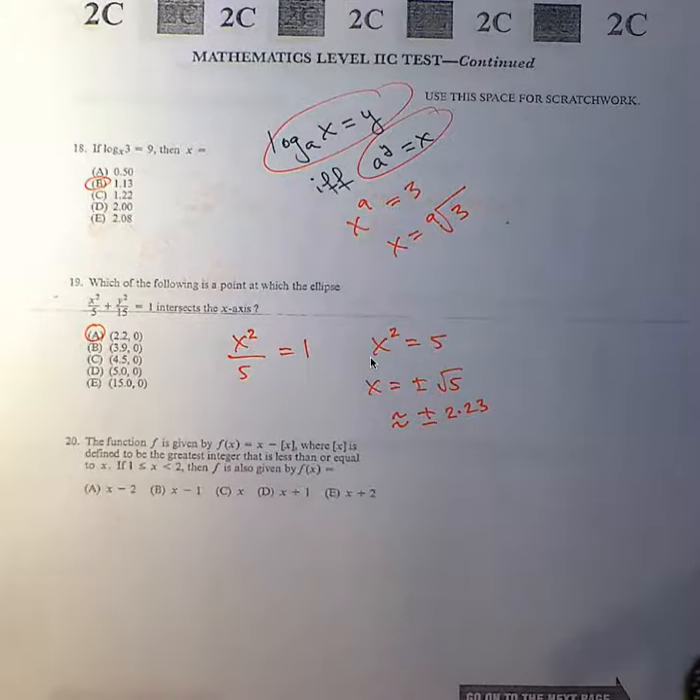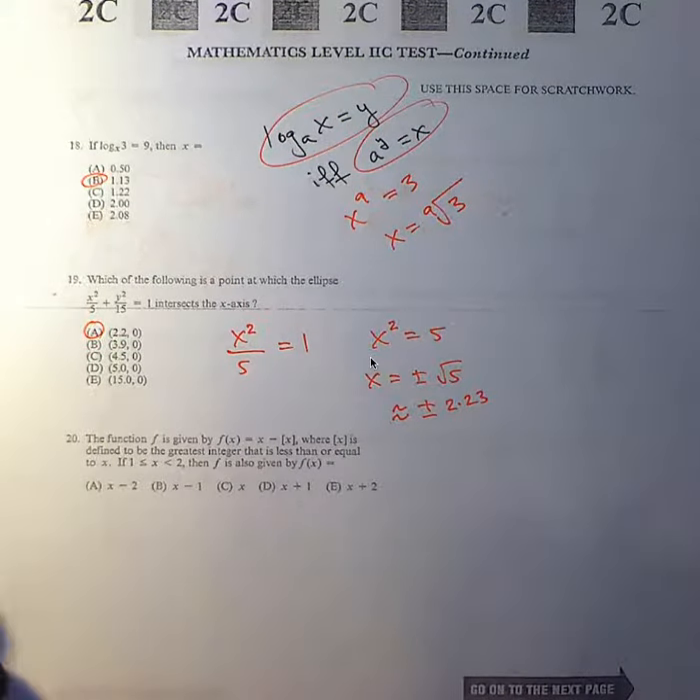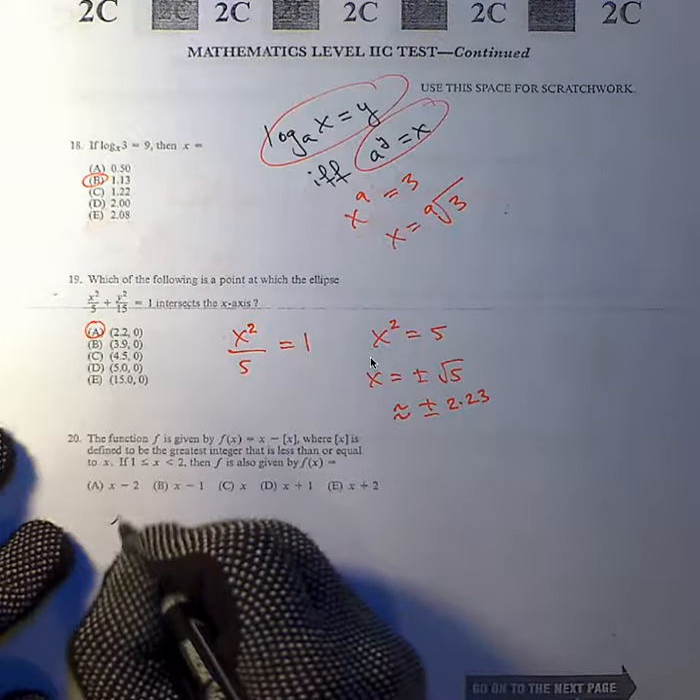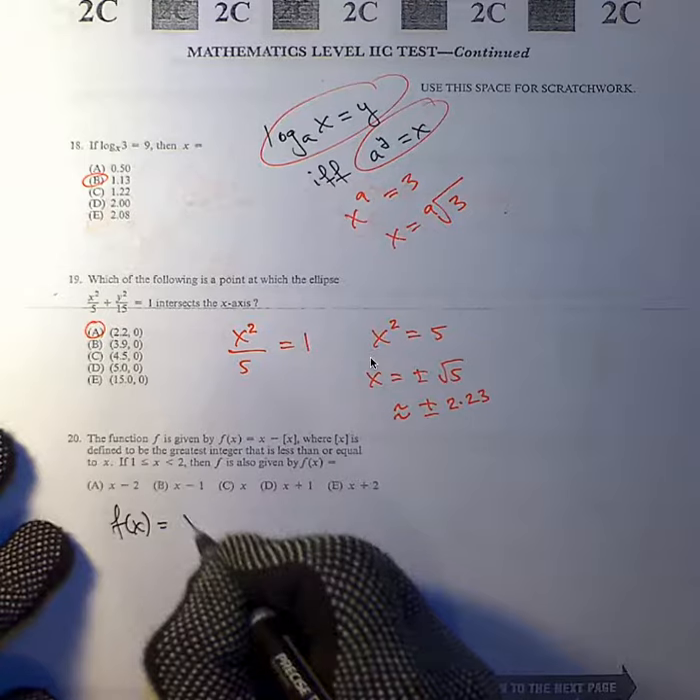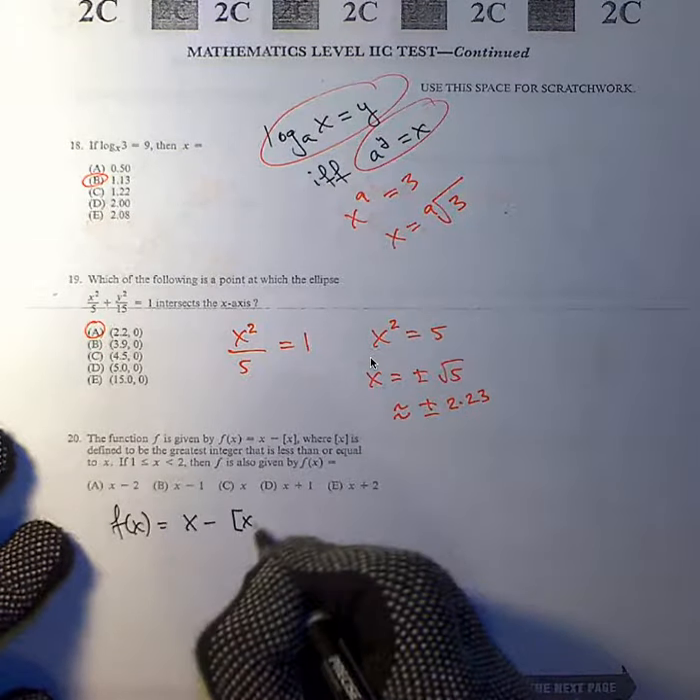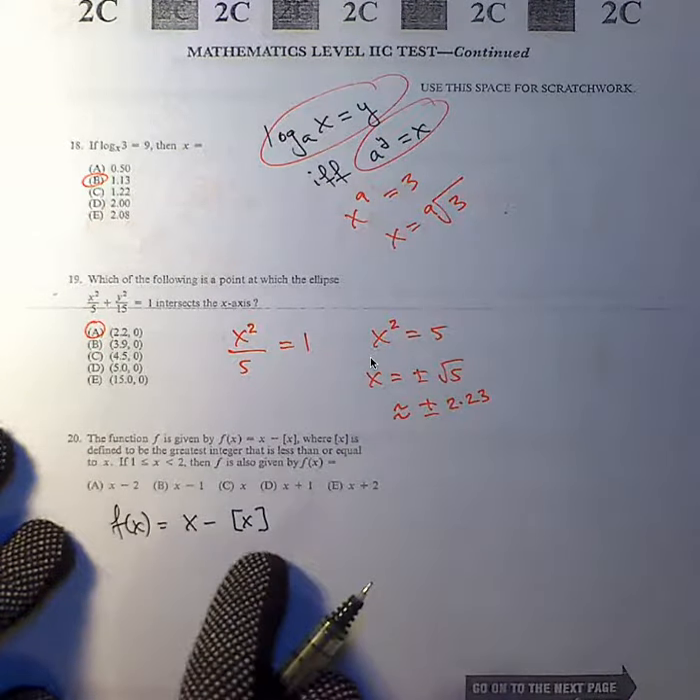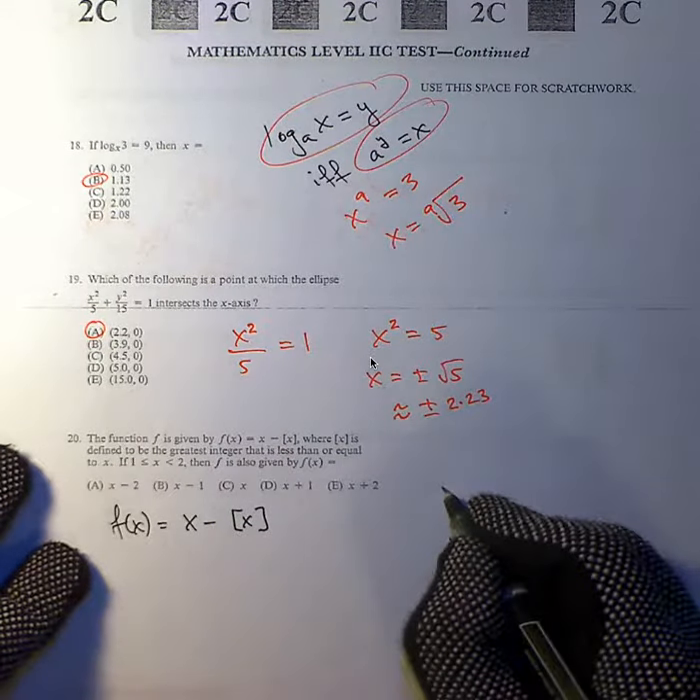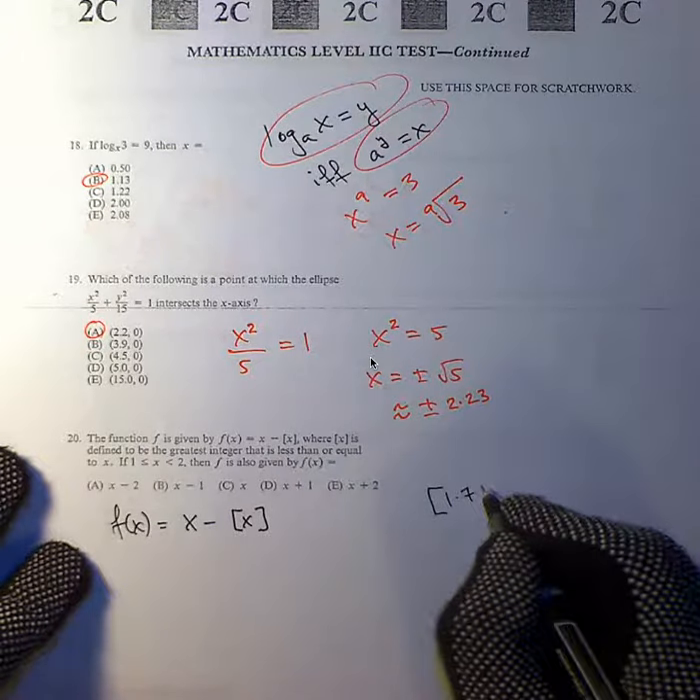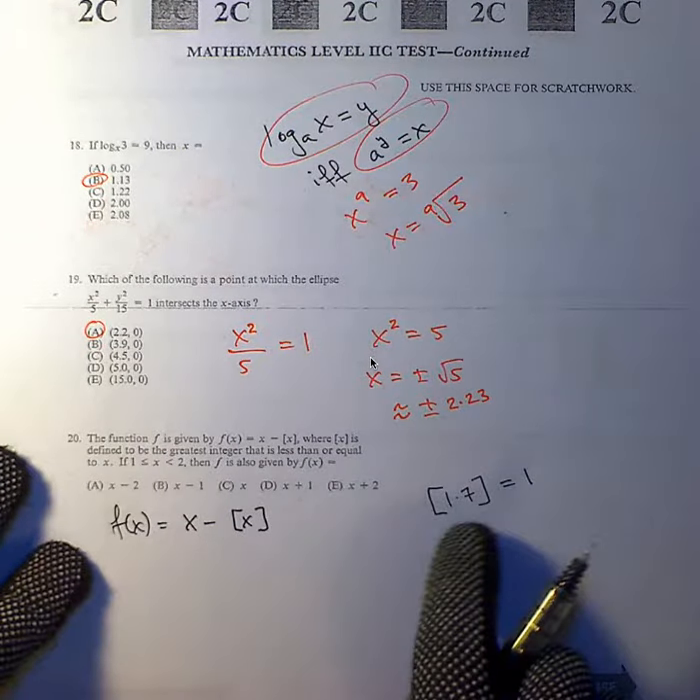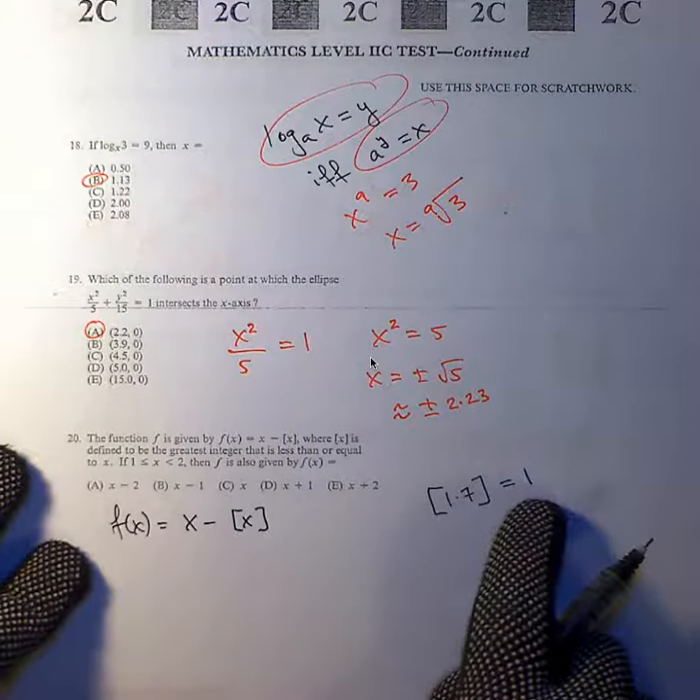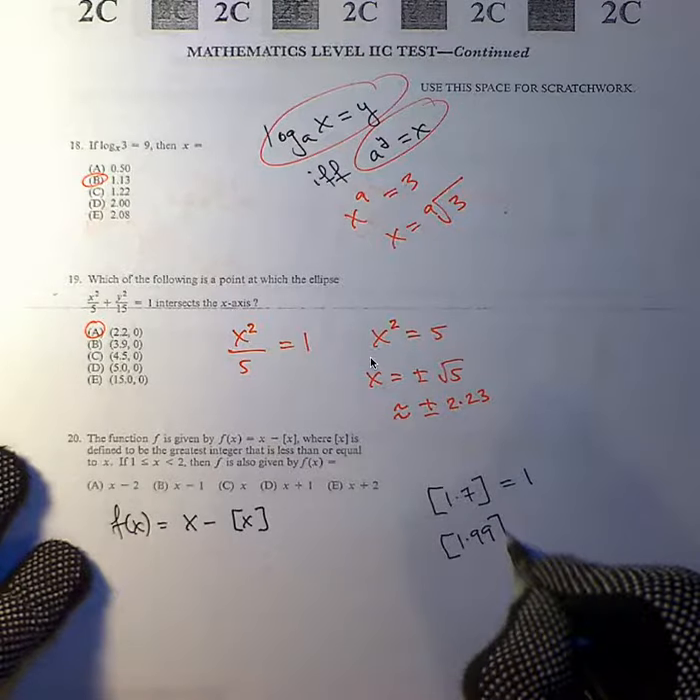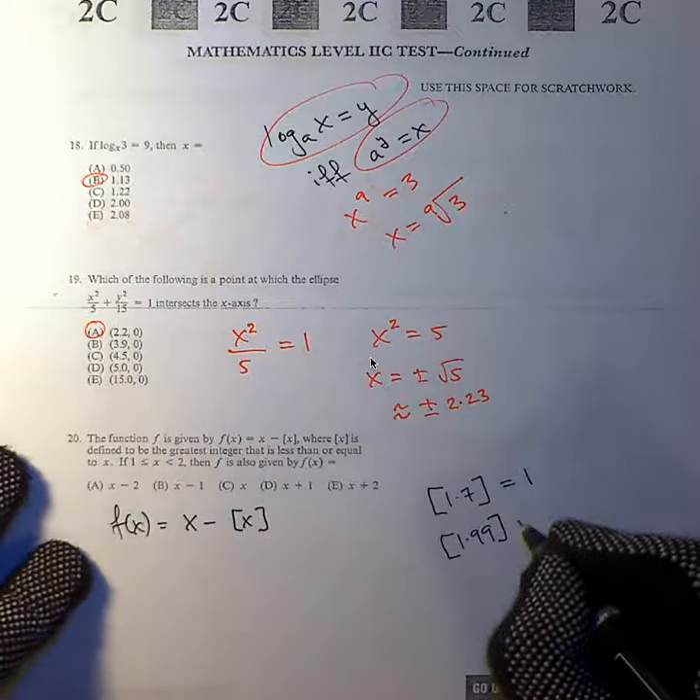Okay, cool. Now, problem 20, a pretty cool problem. It says the function f is given by, so f of x is given by x minus this, which is defined here as the greatest integer less than or equal to x. So like, what would 1.7 be? It would be 1, because the greatest integer less than or equal to 1.7 is 1. And likewise for 1.99, the greatest integer less than or equal to 1.99 is also 1.